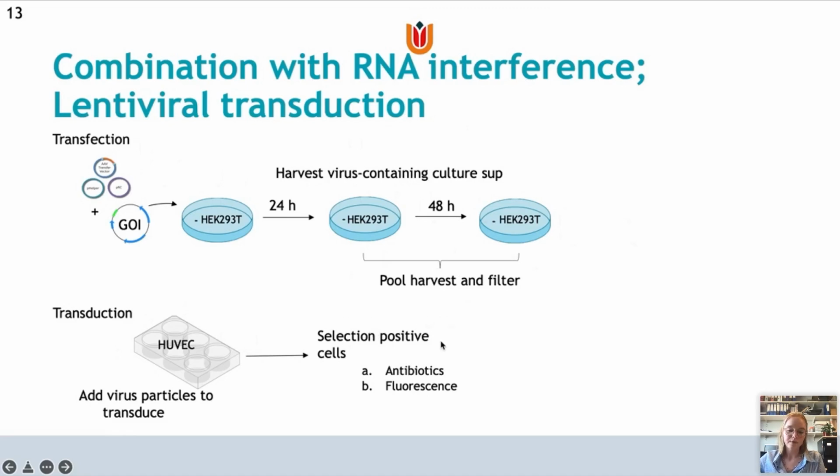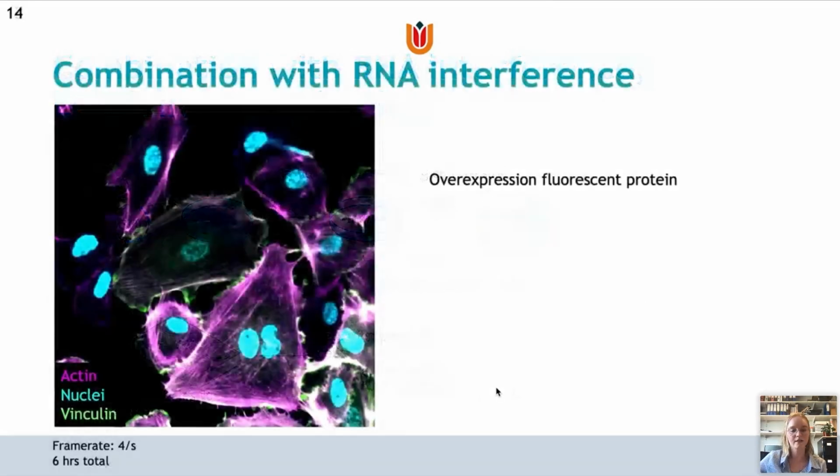So there are two ways to approach this. The first thing that we can do is knock down a specific protein, and then afterwards we can select for the positive cells using antibiotics. But it's also possible, instead of a knockdown, to make a fluorescent protein overexpression, and then there's no need to select with antibiotics, as you can just select the cells by eye using the fluorescence. I also have examples of this.